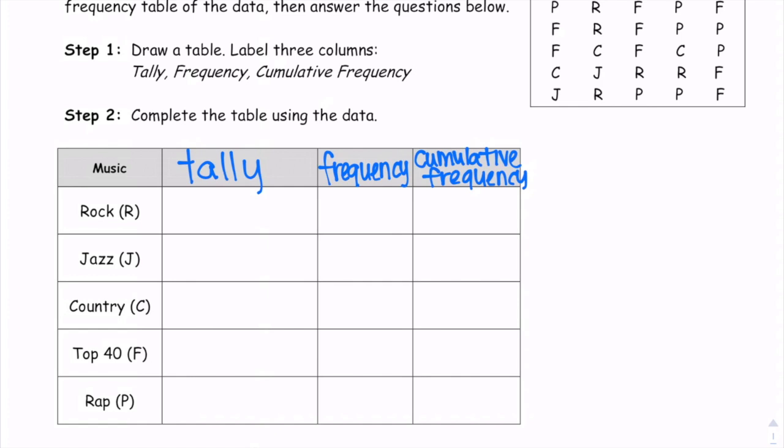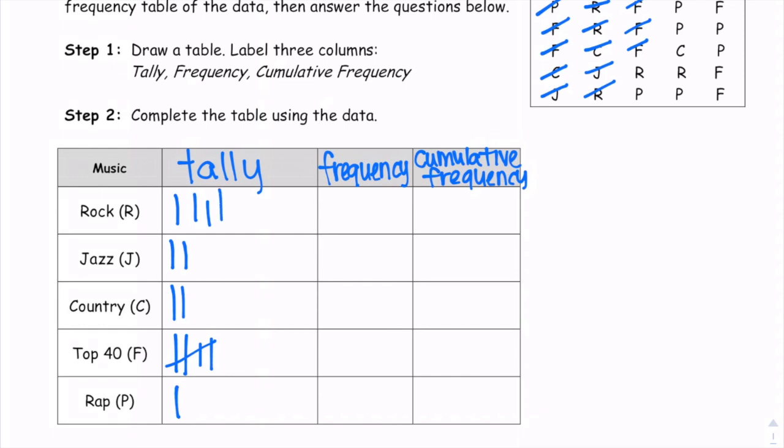We're going to tally for all of our different letters. So the first one we have is a P. So we're going to tally for the P and then cross off the P. And then we have F. And I cross them off as I go so I can make sure I keep track of which ones I have and have not done.